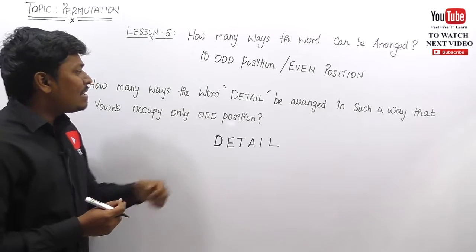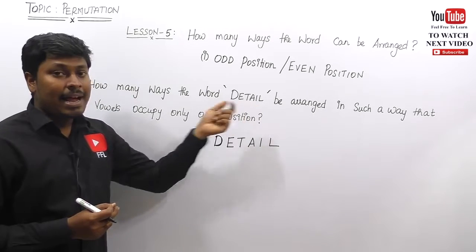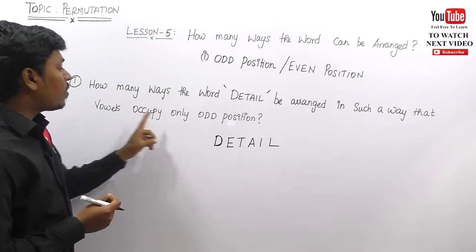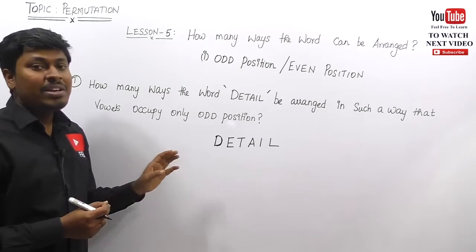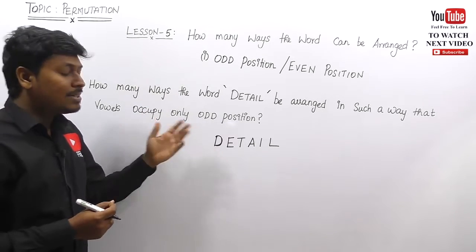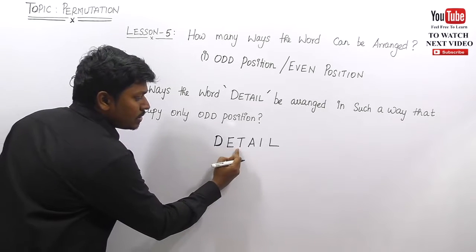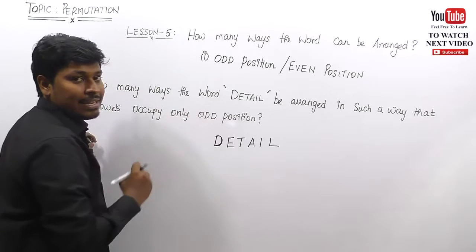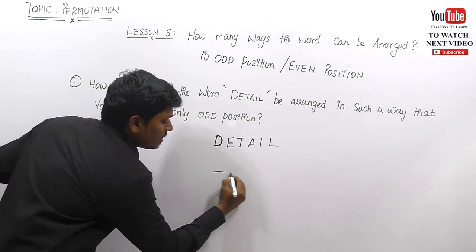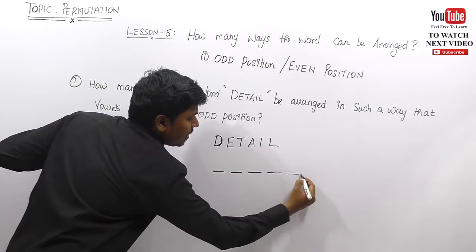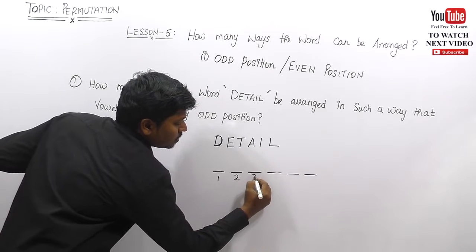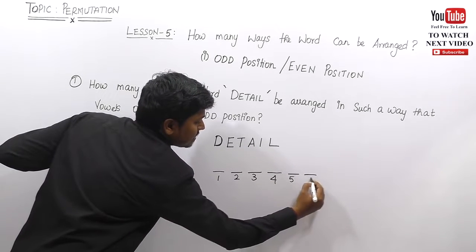So friends, similarly a word is given, that is DETAIL, and our target is that the vowels should only occupy the odd positions. According to the condition, we need to say how many ways the word can be written. So friends, listen carefully. There are 6 letters in the given word: 1, 2, 3, 4, 5, 6.